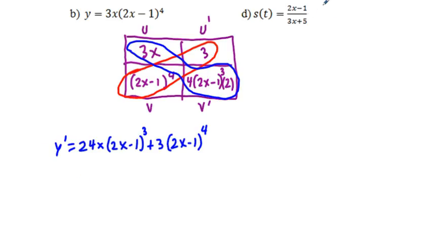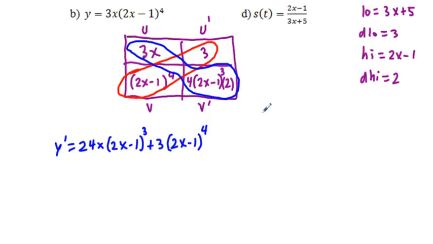Now, D. I'm going to make an organization here. We're going to use the quotient rule for this. And our low is going to be 3x plus 5. Our derivative of our low, which we'll call D low, is 3. Our high is going to be 2x minus 1. And our D high is going to be 2.